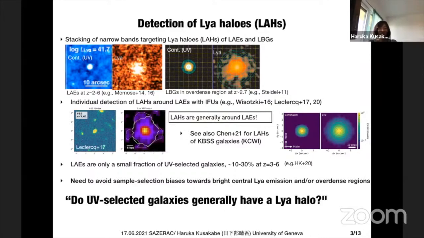Recently, IFUs like MUSE and KCWI have made it possible to detect individual halos. So the statistical properties of Lyman alpha halos of Lyman alpha emitters have been studied, and now we know that Lyman alpha emitters generally have a Lyman alpha halo. However, it has been confirmed with MUSE that Lyman alpha emitters are only a small fraction of UV-selected galaxies. Therefore, we need to avoid sample biases towards bright central Lyman alpha emission, Lyman alpha emitters, and/or overdense regions when we study Lyman alpha halos around galaxies.